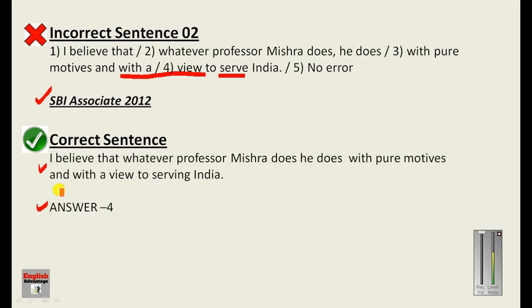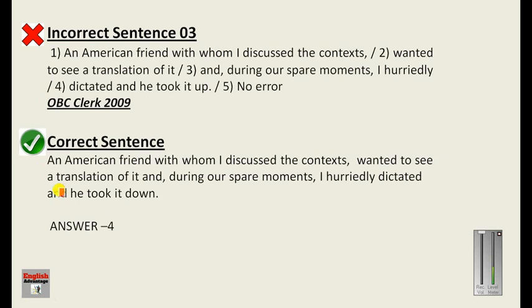Now let us move on to the sentence number 3. Incorrect sentence number 3 says, an American friend with whom I discussed the context wanted to see a translation of it, and during our spare moments I hurriedly dictated and he took it up. The sentence wants to say that we discussed something and one of my American friends wanted to note it down. So when I hurriedly dictated, he noted it down, you can say like this.